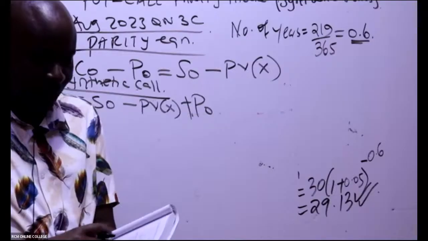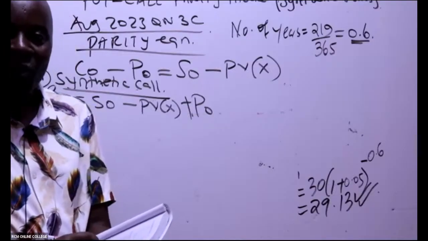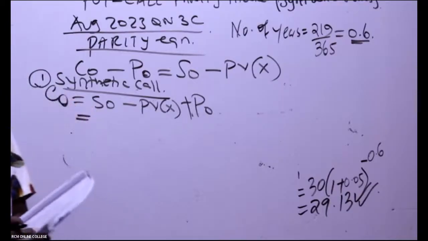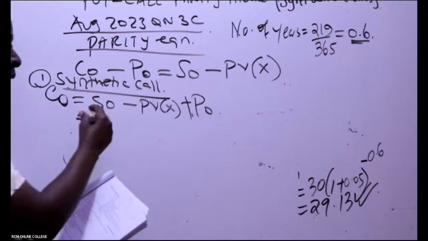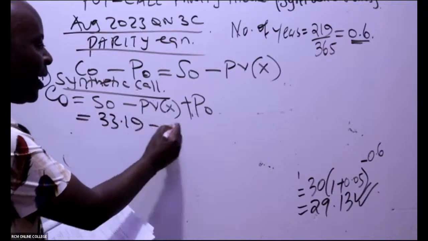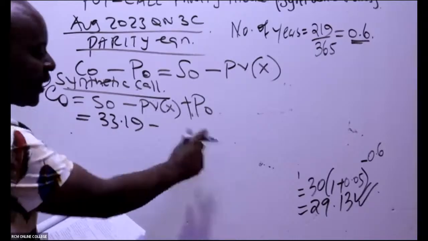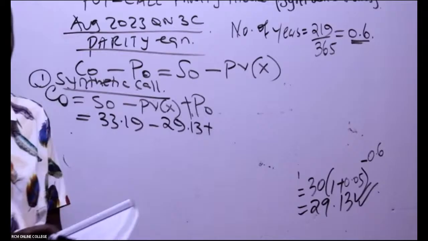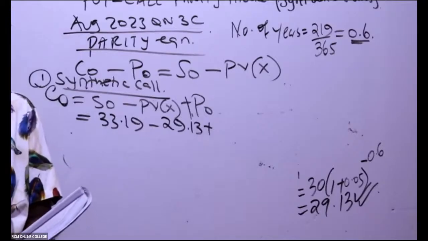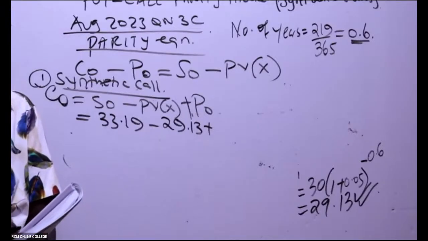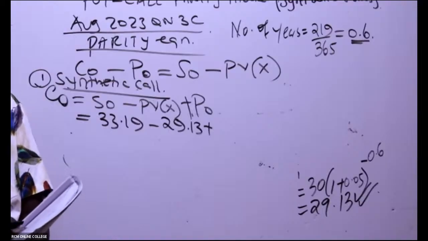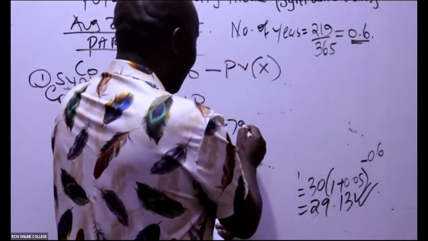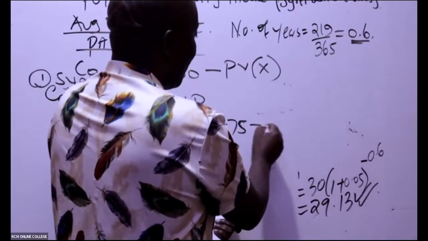Is there somebody who is able to see SO? SO is the current stock price. 33.19, isn't it? 33.19. Are you able to see the present value of the X? We have just computed it: 29.13. This is the put price, the PO. It's given in the question, second line there. We have here 2 point what? 2.75 actually. So then that is it.